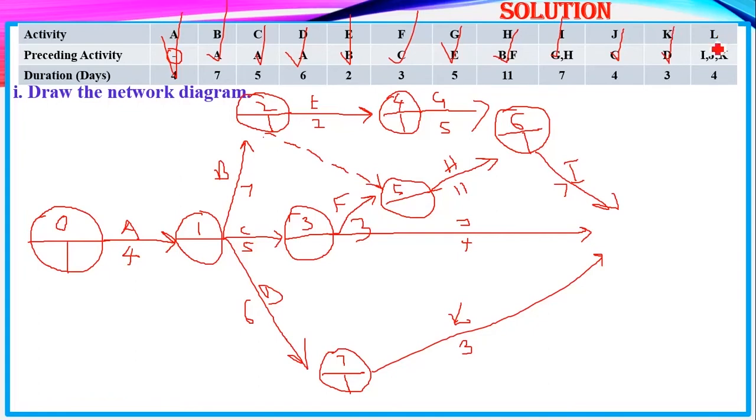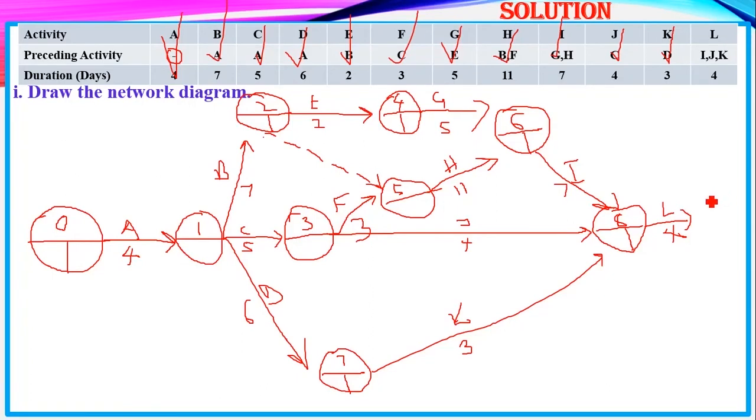Then I, J, and K, these three, all of them are connected. So this will be node 8, and they are all connected to L. L is taking 4 days.